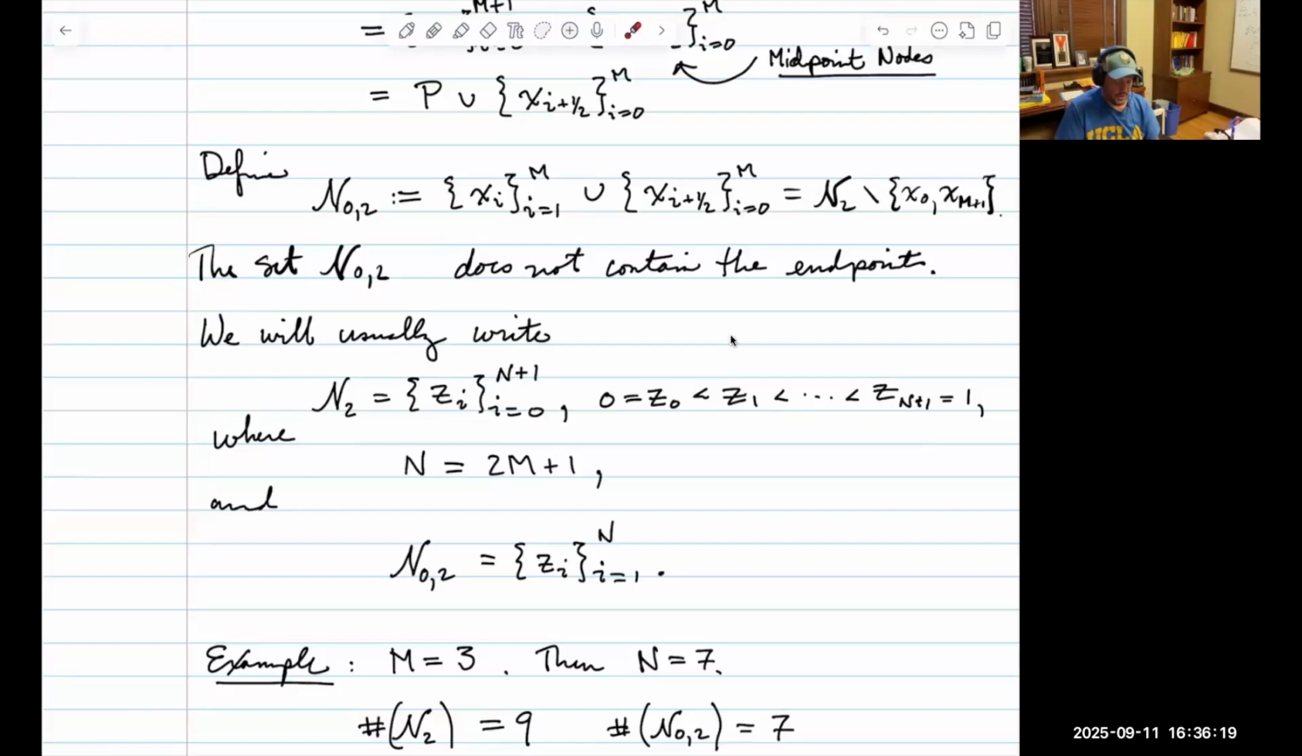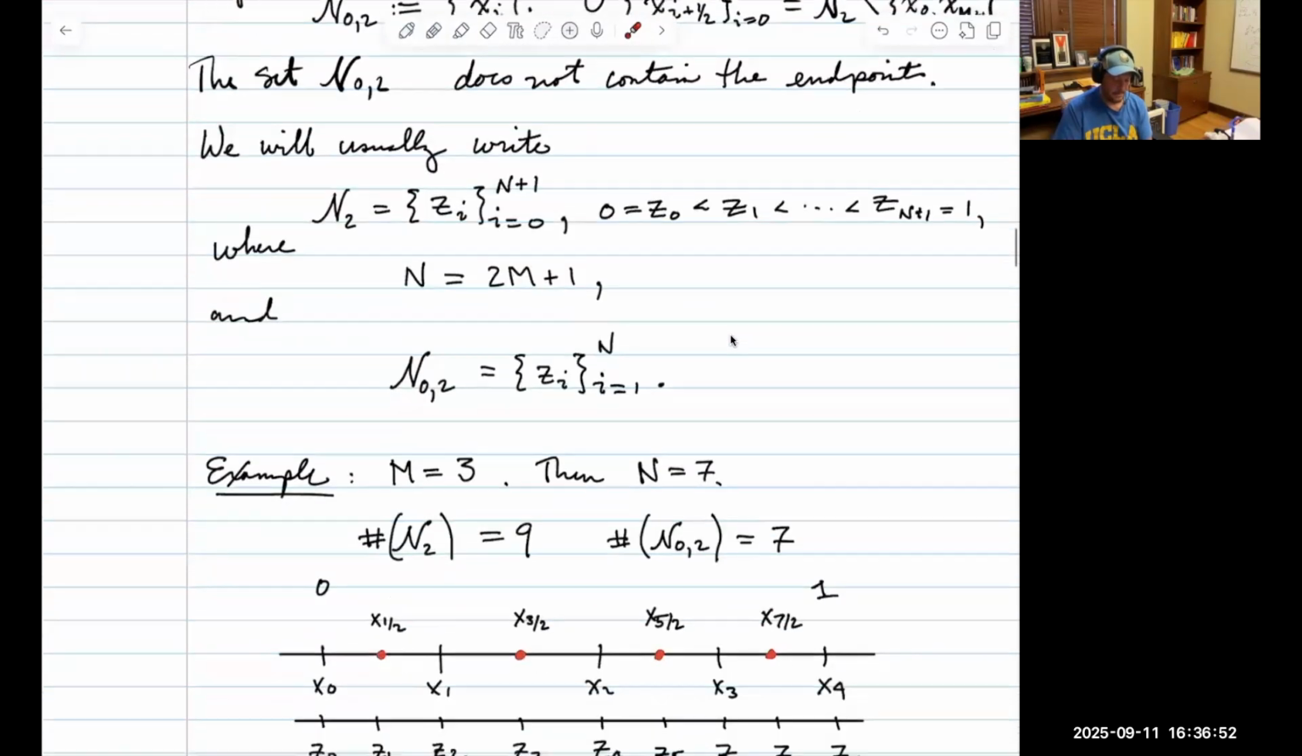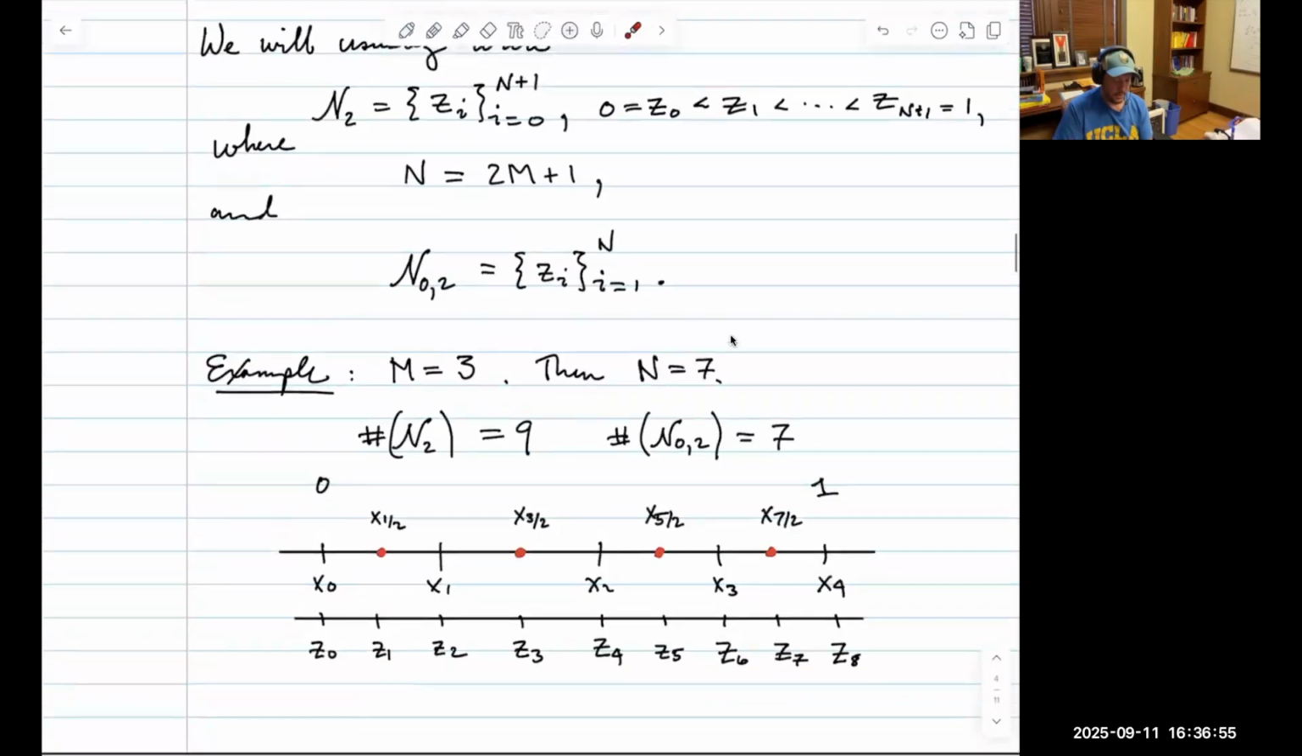Now, it's not hard to show that the number of points in this set is naturally indexed from i equals 0 up to n plus 1, where n is equal to 2m plus 1. I'm going to show you that that's the correct number in just a second. Now, how can I get the homogeneous quadratic nodal set? I just drop this point and that point, and the reason I'm going to drop them is because they're not going to be degrees of freedom in my problem. So here's an example.